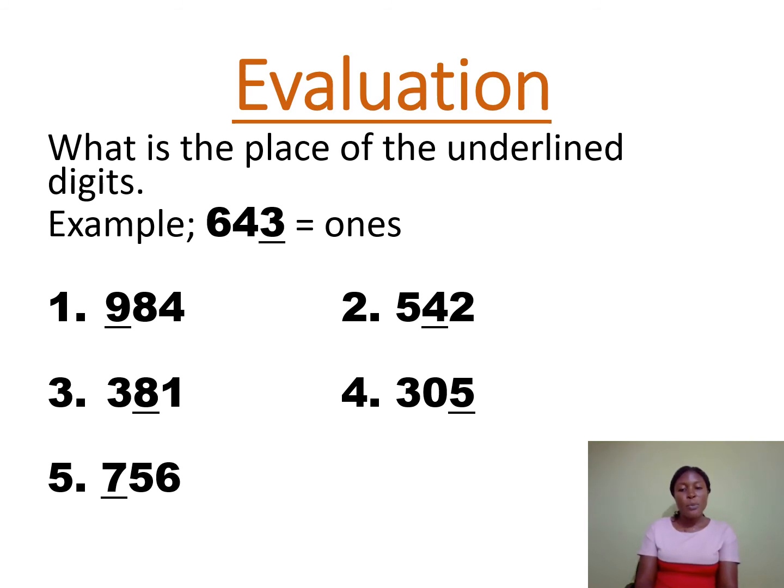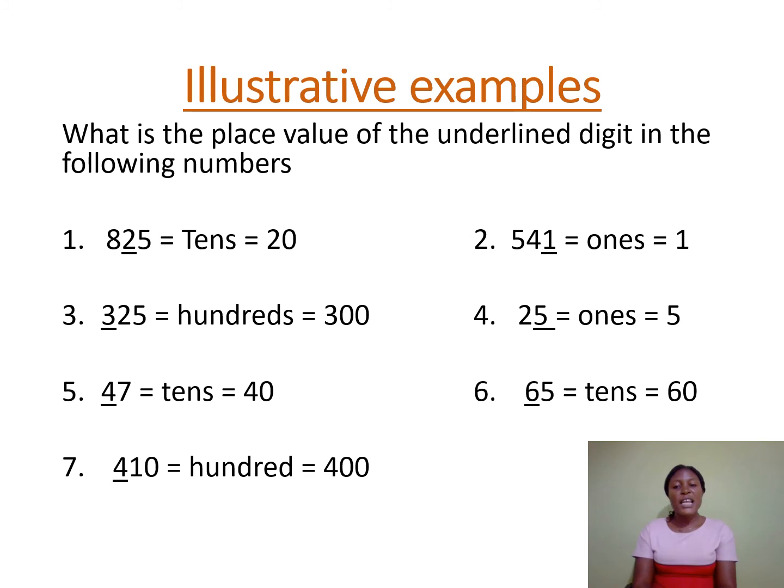Good. Now I hope you've been able to get the correct answers. Now let's carry on. Let's look at another illustrative example. What is the place value of the underlying digits in the following numbers? Now here we are to find the place and also find the value of the underlying digits. 1, we have 825 with the underlying number to be 2. Now the place of the number is tens and the value of the number is 20 in figures.